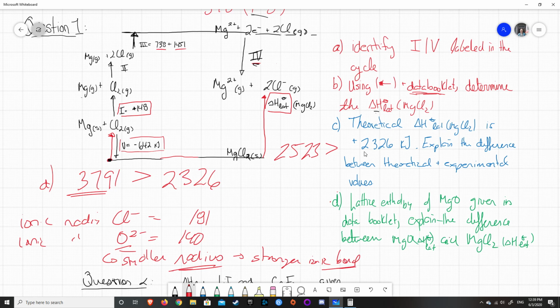So we've got two things. The lattice enthalpy of MgO is given in the data booklet. To explain the difference: MgO has a larger charge and a smaller radius, which increases ionic bond strength, and then it's harder to break up. If we were to turn magnesium oxide into magnesium ions in the gas phase and oxide ions in the gas phase, we would need to provide a lot more energy because they're attracted to each other a lot more.